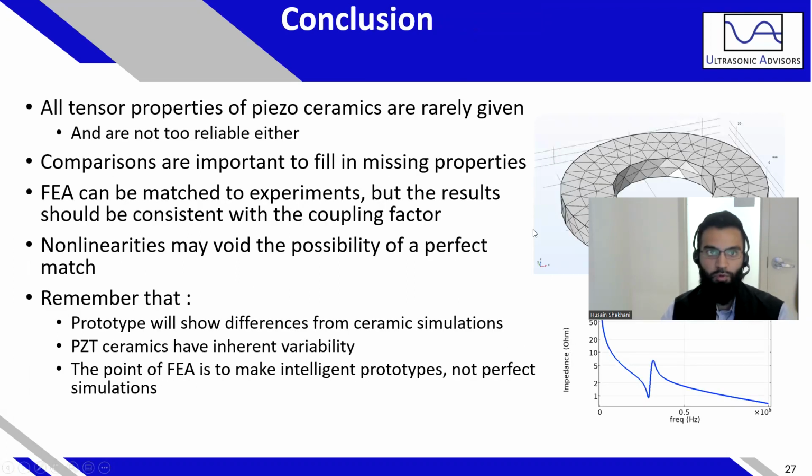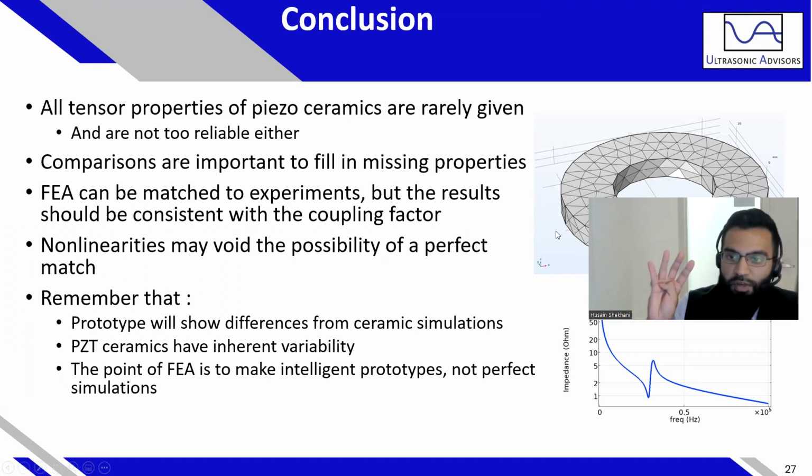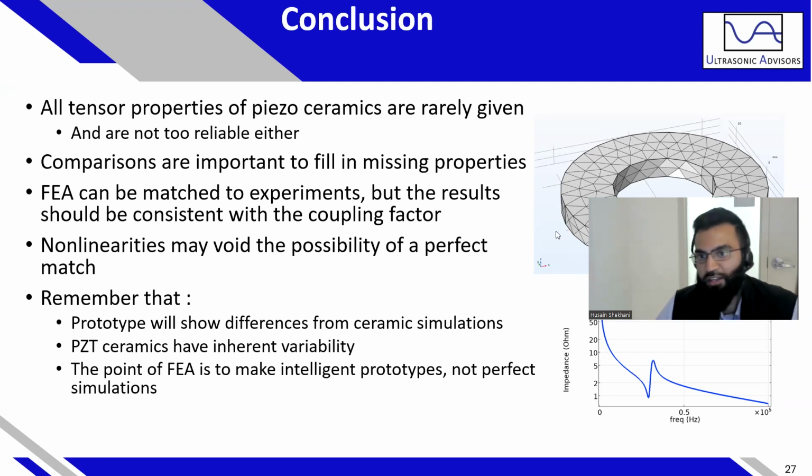So we're almost finished here. All the tensor properties are rarely given, and they're not really reliable either, because I think it takes four different PZT material shapes in order to develop enough different types of resonance to determine the properties. Each of these is made from different material, so they may have property variation, as well as the fact that they're made differently and polarized differently, so they will have different properties and results. So you're basically getting four different material samples with different properties to make up the properties of one material.